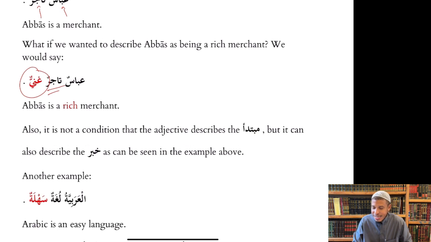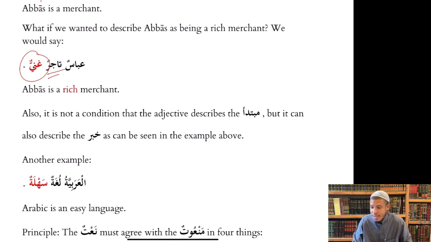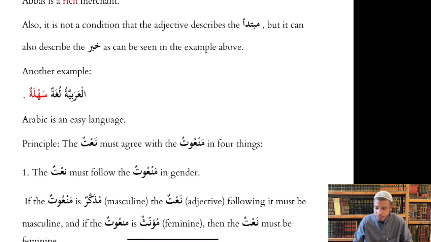And as you see, it's not a condition that the na'at describes the mubtada, but it can also describe the khabar, as in this example above. Because if we have Abbas, this is your mubtada. This is your khabar. And ghaniyun is your na'tun. And taj is likewise your man'ut. It's your khabar and it's your man'ut. Because it's what is being described. All right. Let's take another example.